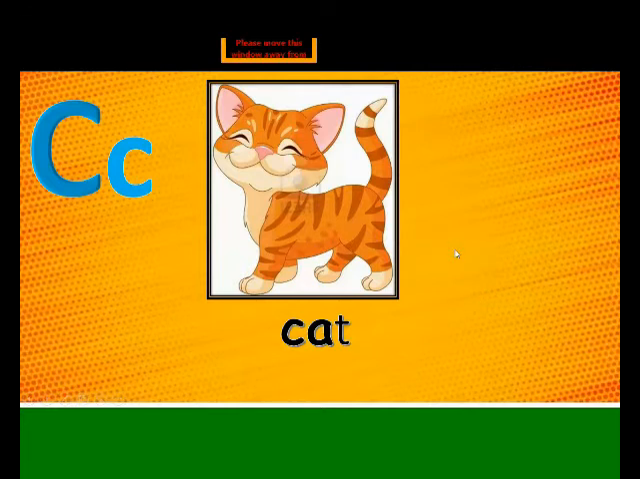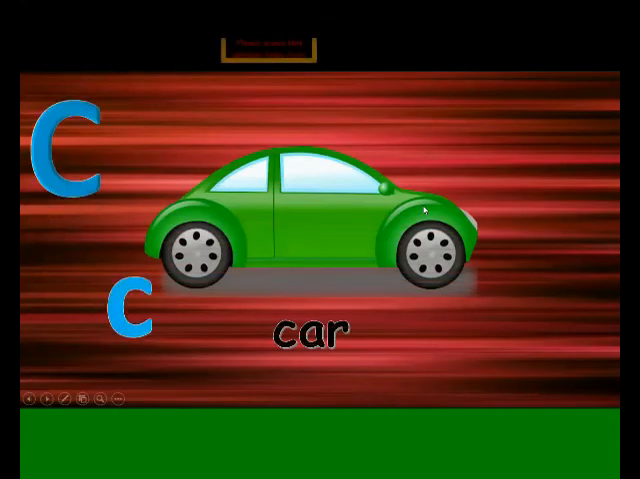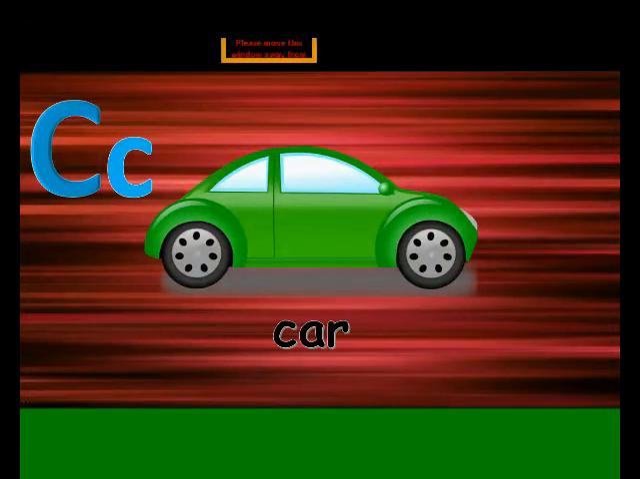The next picture is candle. K, candle. It is used for light. Candle gives us light. And the next picture is car. K, car. We can see cars on the road, and we can travel in these cars.